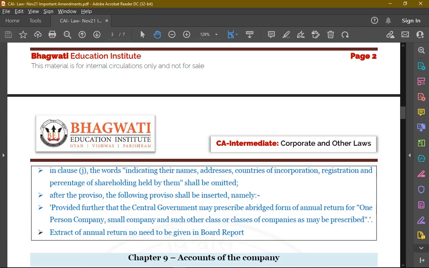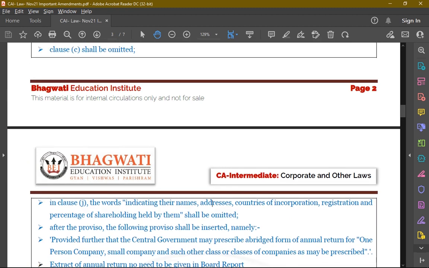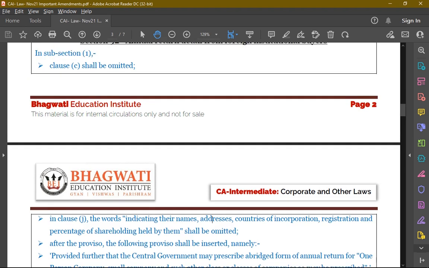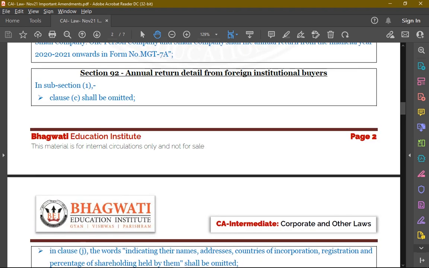Okay. Second, it says that in clause J, the words indicating the names, address, countries of incorporation, registration, and percentage of shareholding held by them shall be omitted. Now, what does it mean? Look, if you see now, all this information in this paragraph is for the foreign institutional buyers. What does it mean?